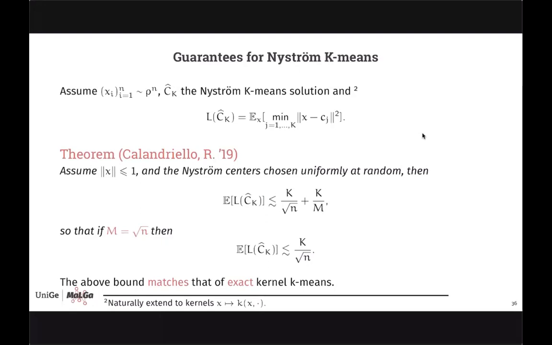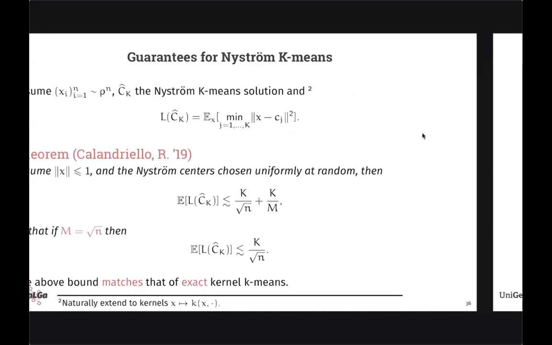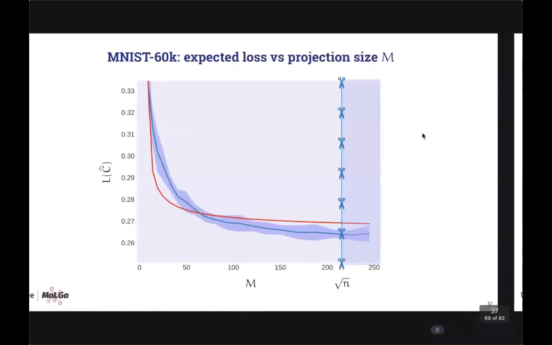The interesting insight, and this is exactly the cost of kernel K-means if you don't project. So the K over square root of N is at the same time the rate of the exact kernel K-means and the one of kernel K-means with this Nyström projection if you choose M equals square root of N.